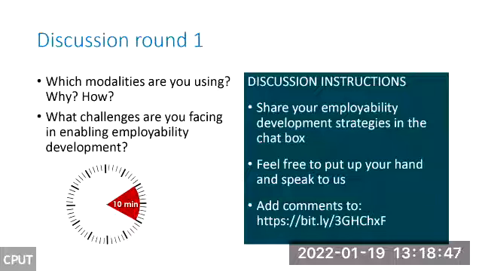It's important also, what challenges are you facing in enabling this employability development? So you can either put comments in the chat box, or feel free to put up your hand and talk online, please. Liesl has put the bit.ly, the short URL, into the chat box. I can't share that screen with you because we have a very different system here, so I have no control.